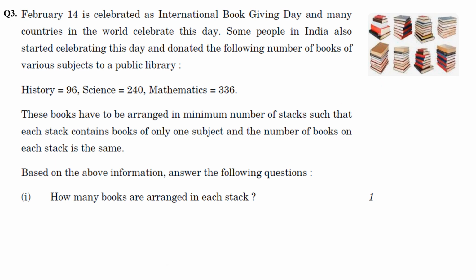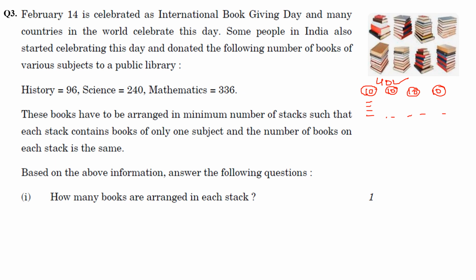Suppose you have 40 books, if in each stack you are keeping 4 books, so you need 10 stacks to keep all the 40 books, isn't it? But if you keep in each stack 10 books, then what happens? You need only 4 stacks. And the stack is becoming minimum when the number of books in each stack is maximum, isn't it? Moreover, if you see, the number of books is nothing but the highest factor of the total books, isn't it?